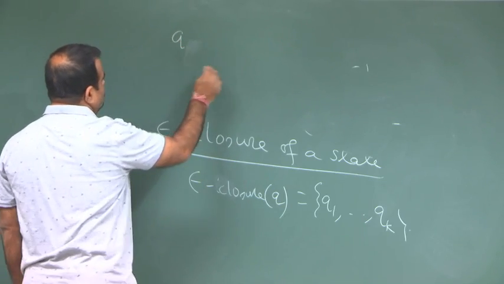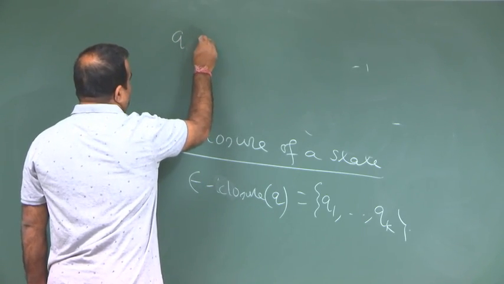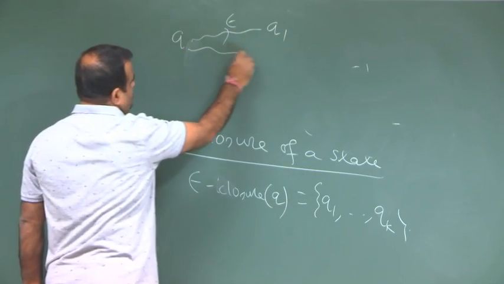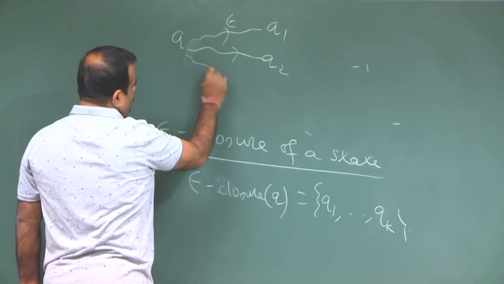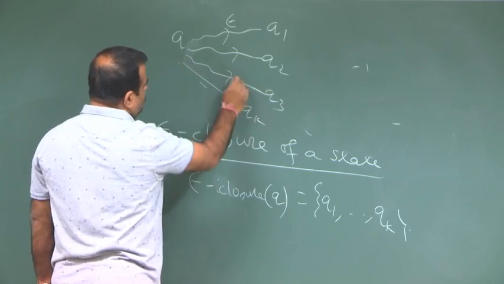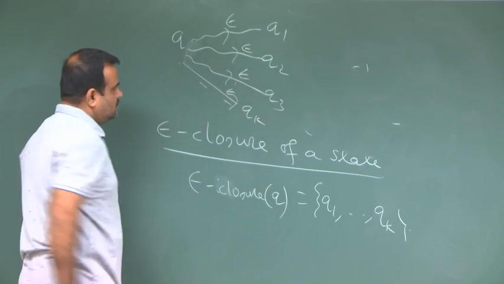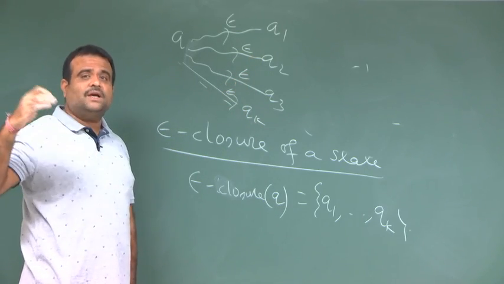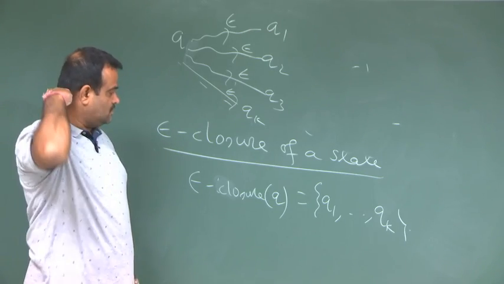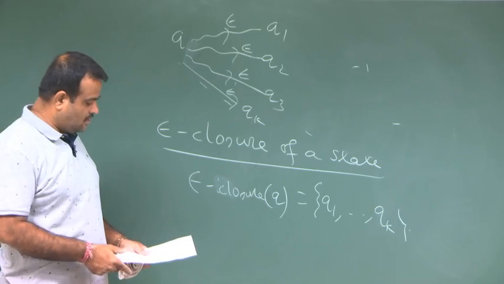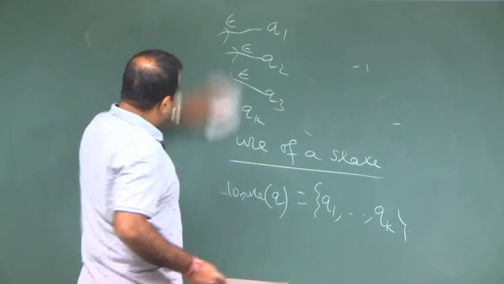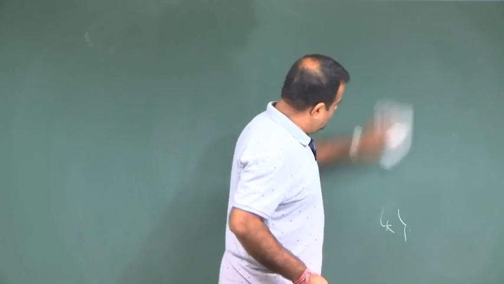So we are at q, and we go to q1, q2, q3, ..., qk, all by epsilon moves. Only by epsilon moves we should be able to reach these states, then it is called epsilon closure. This set of all states we call the epsilon closure of q. We can take an example like the last example we had in the last class.